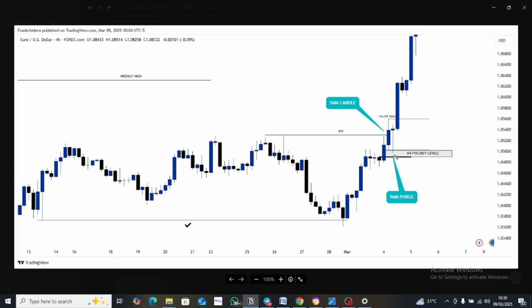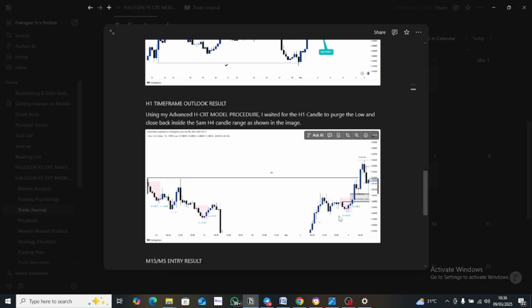Upon seeing the purge at that specific time, 9 a.m., this is basically how I trade my CRT model. So upon seeing that, what did I do? I went on my 1 hour time frame to use my advanced entry.